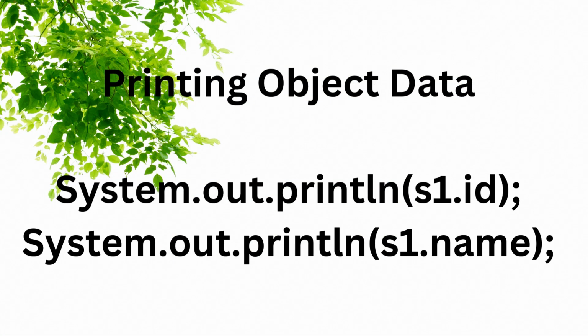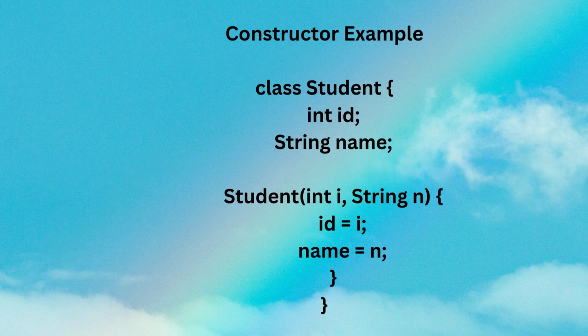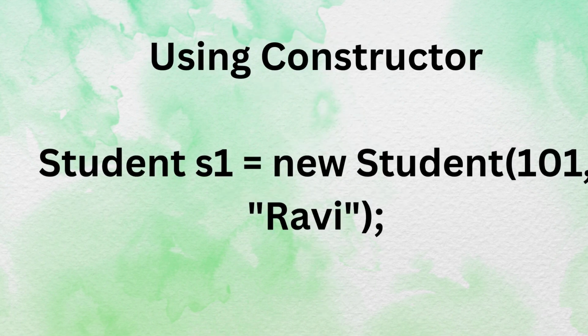Now let's talk about constructors. A constructor is a special method that runs automatically when an object is created. It is mainly used to initialize object data. A constructor has the same name as the class and does not have a return type. When we pass values while creating an object, the constructor receives those values and assigns them to variables.